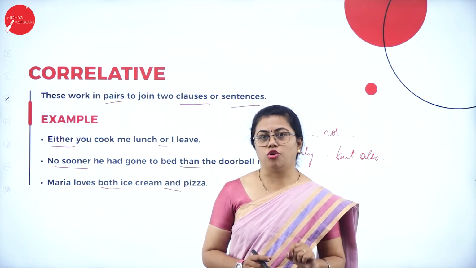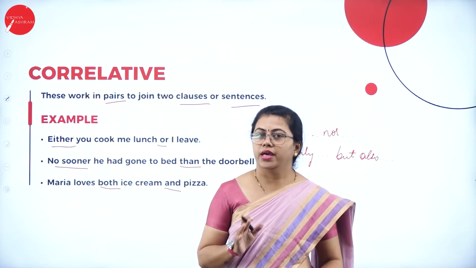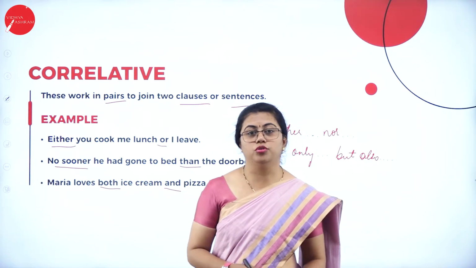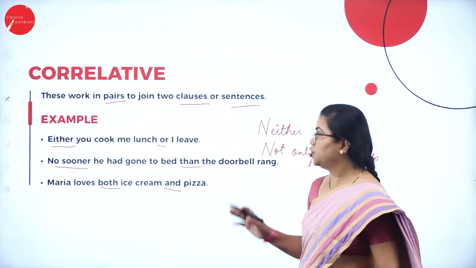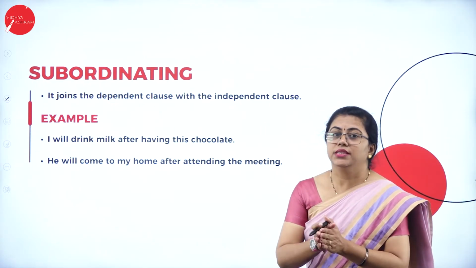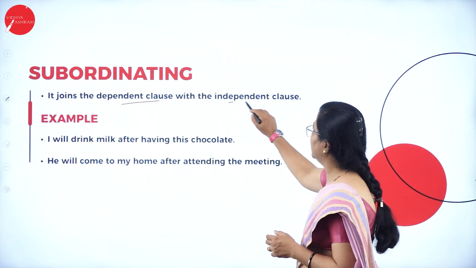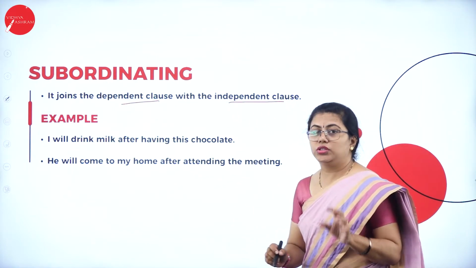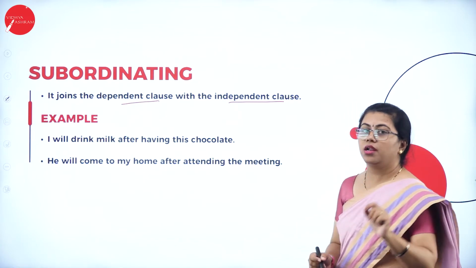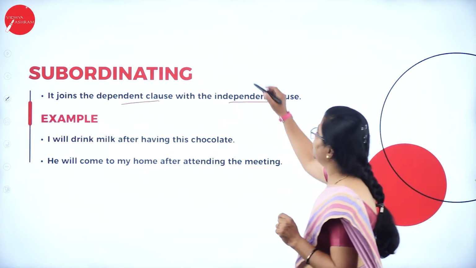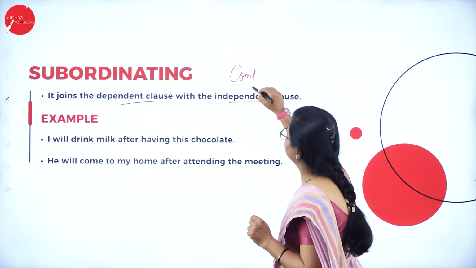Correlative conjunctions are always used in pairs. Hope you remember that. Now we move on to subordinating conjunctions. So what are subordinating conjunctions? These join the dependent clause along with the independent clause. So this is an example for the conjunction that is used in a complex sentence.